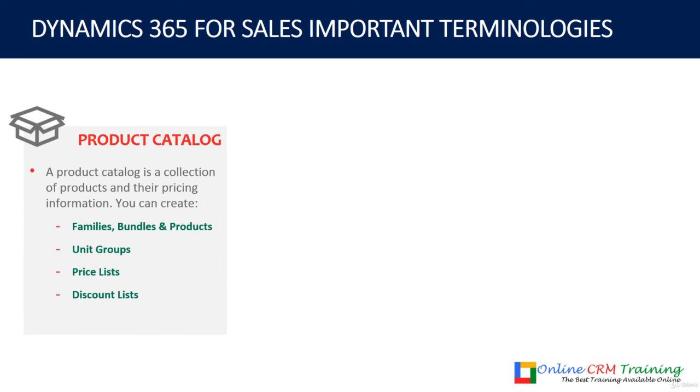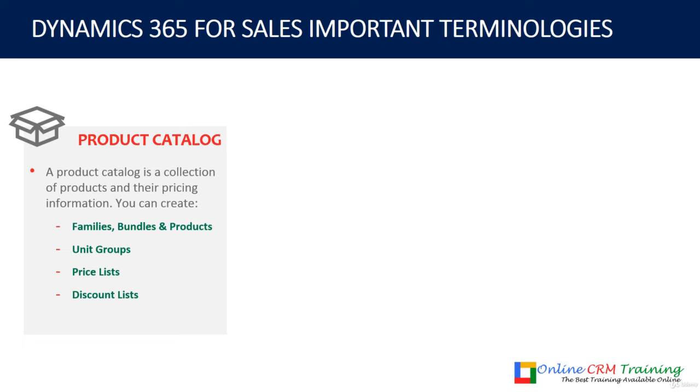The next thing is product catalog. So a product catalog is a collection of products and their pricing information. So whatever your company is selling to the customer, you capture those product details in the product catalog. So it is a collection of products as well as the pricing information, like what you will charge to the customer for the particular product.